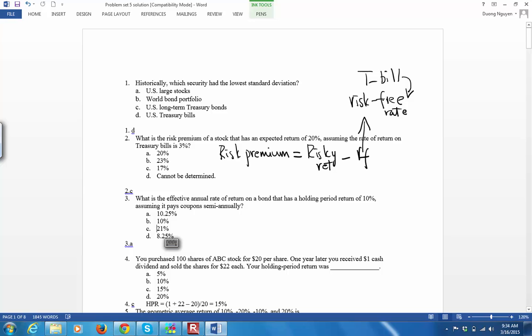So if you don't take any risk, you will earn a 3% return. If you take any risk, you have to earn more than 3%. So for an investor to invest in this stock, the premium demanded has to be equal to 20%, which is the return of the stock, minus 3%, which is the return of T-bills or the risk-free rate, equal to 17%. So for this stock, the premium is 17%.